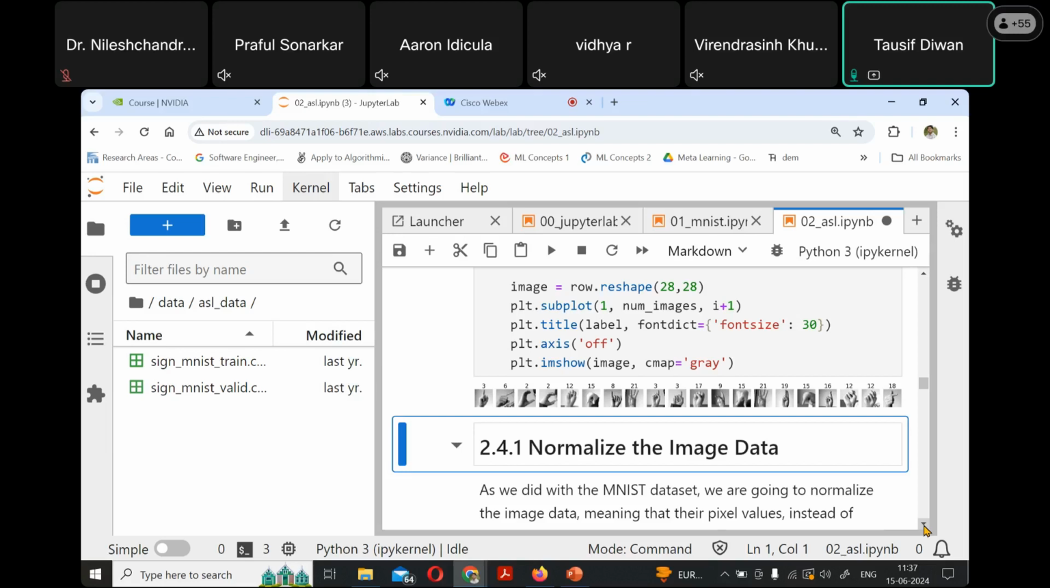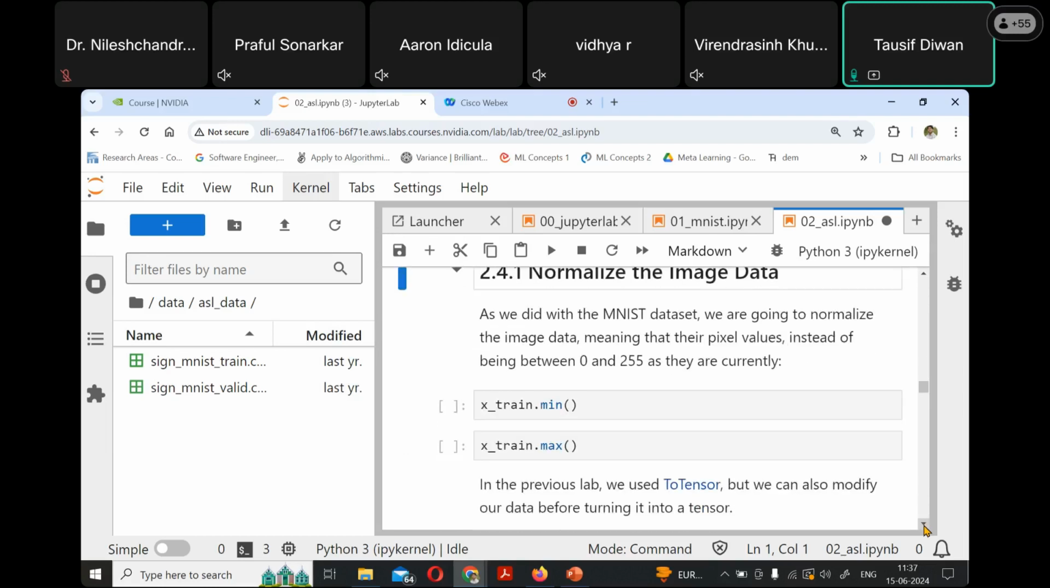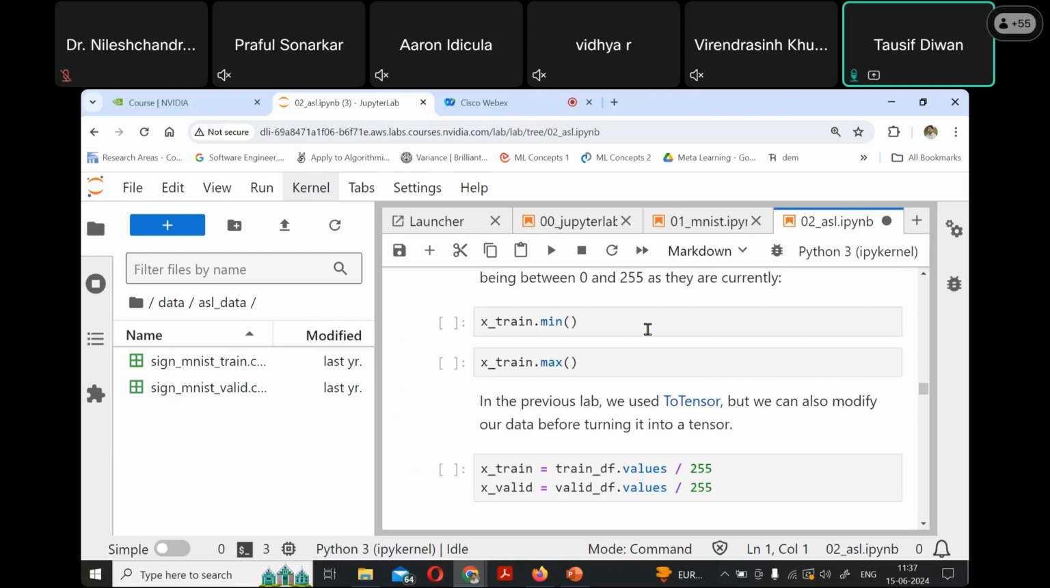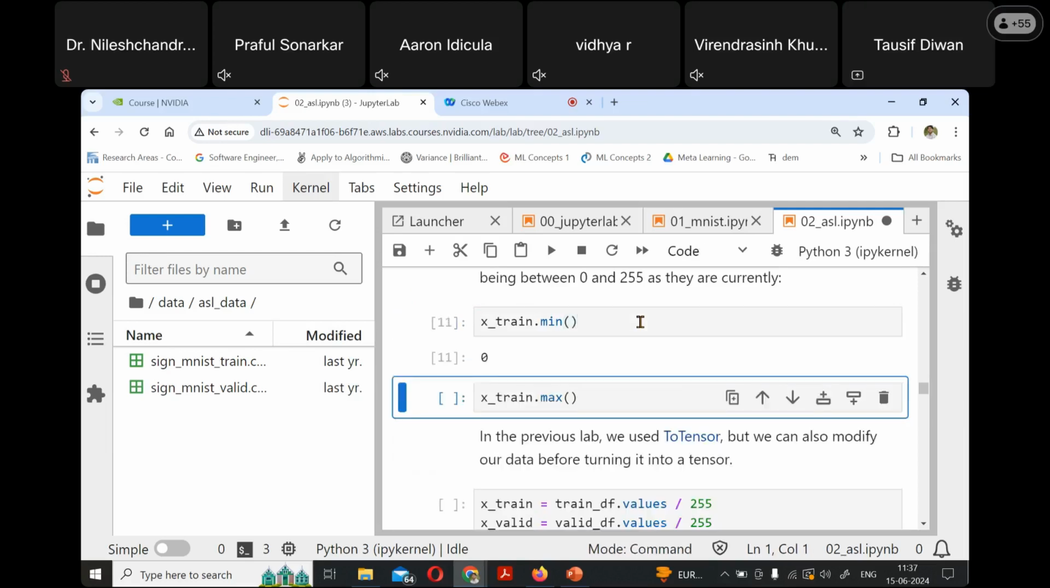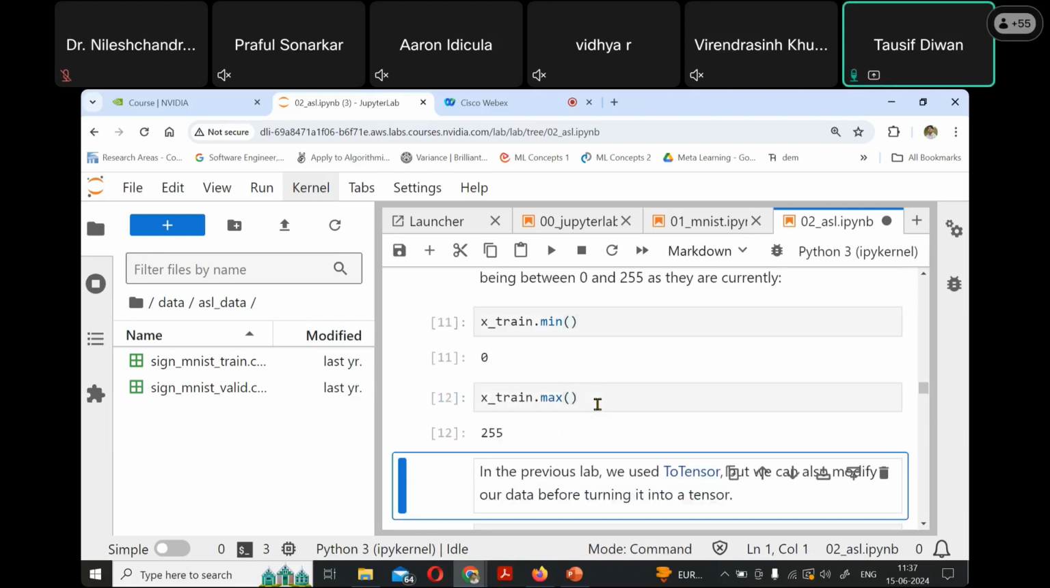We are not considering those two categories, J and Z, because those require movement. Next one is normalization of the data. We will see which type of data this is. Minimum is 0, maximum is 255. So we do not want to operate upon these large values. That's why we choose normalization.